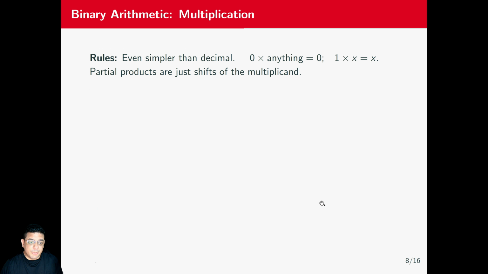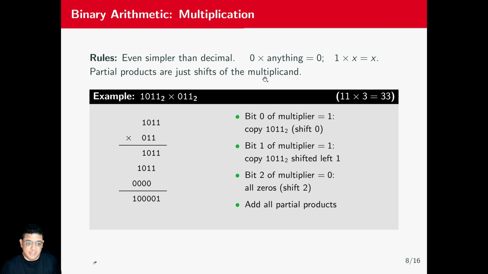Now the multiplication is an entirely different matter. The rules are even simpler. If you have 0 multiplied by anything, it's just going to be 0. And if you have 1 multiplied by anything, it's just going to be that anything. Partial products are just shifts of the multiplicand, and then you're going to add. So for example, if we have 1, 0, 1, 1 multiplied by 0, 1, 1 base 2, we're doing 11 times 3, 33. That's going to be my end result in decimal base.